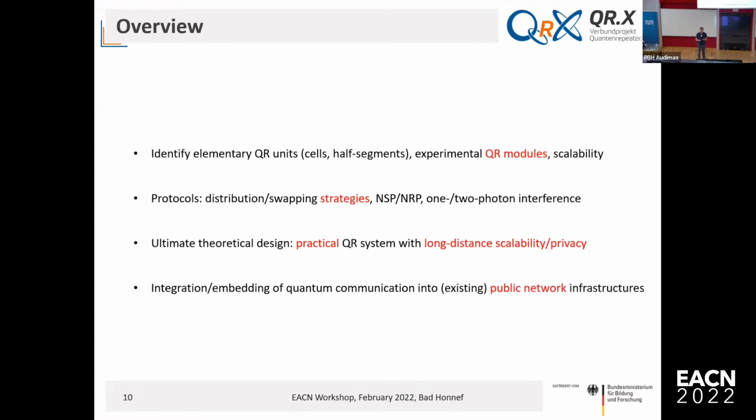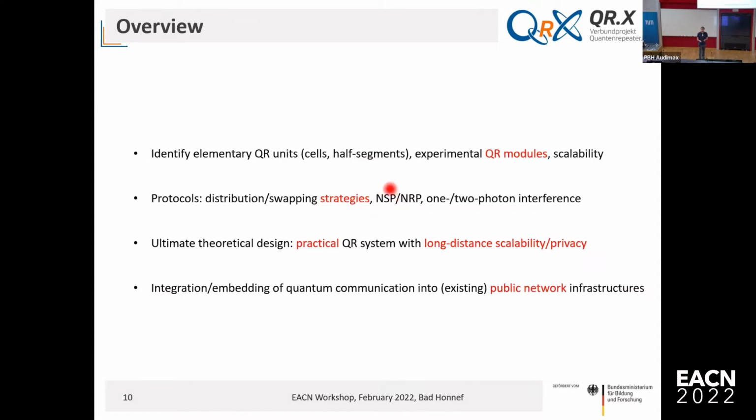Okay, so then in the context of the QRX experiments, our goal is to identify these elementary quantum repeater units. They were already mentioned and even shown in Christoph's talks, these quantum repeater cells, half segments. So they serve as some kind of quantum repeater module, and these modules can be put together to go to larger repeater systems and to scale up this repeater. More from a theoretical point of view, in terms of protocols, there are various ways how to do the entanglement distribution and how to do the swapping. These are named here as distribution swapping strategies. I will come to this later. NSP, NRP was also mentioned.